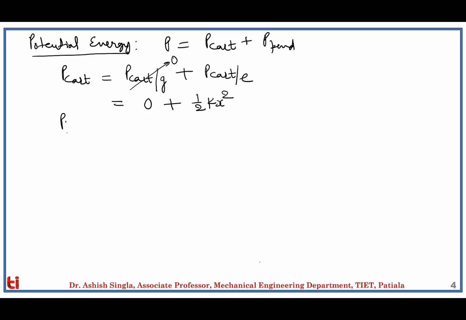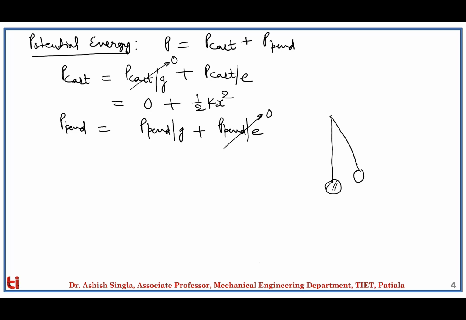Similarly, we have the potential energy due to the pendulum. Again, we have two components: potential energy of the pendulum gravitational plus potential energy of the pendulum elastic. As there is no spring attached to the pendulum, the elastic potential energy is 0, and the gravitational potential energy we can calculate. Let's see how to calculate. Initially we assume that the pendulum is at the bottommost position and it has risen by this amount because of this angle theta t.